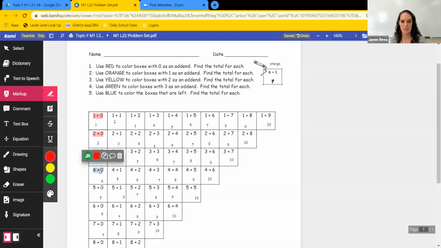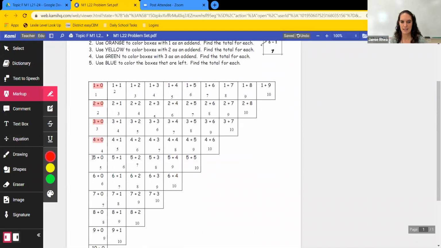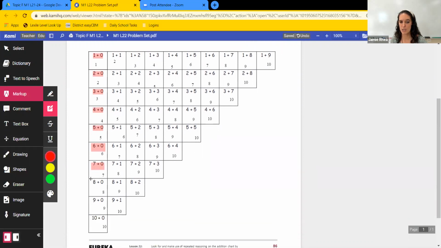I have another 0. I'm going to highlight it. Here's another one. There's a 0. I'm going to highlight it. You know what? I'm going to use my box this time. Here's a 0. There's a 0. I'm going to highlight them. If they have a 0 in the expression, I'm going to highlight it because it needs to be red.